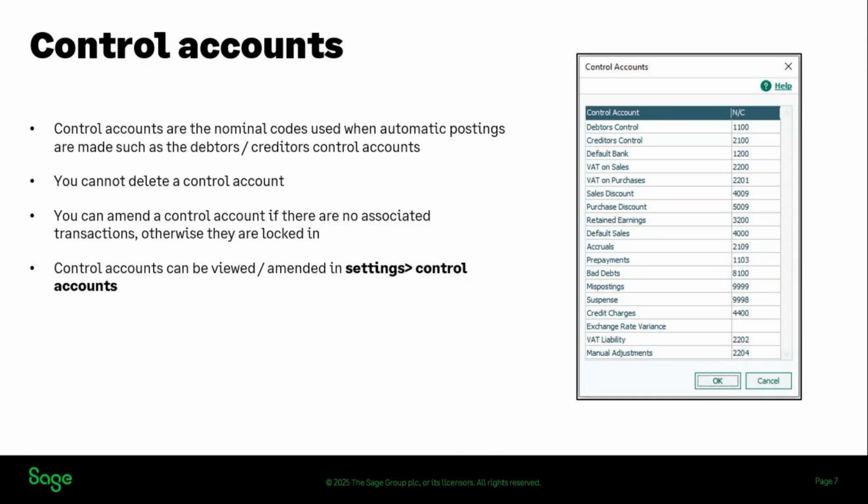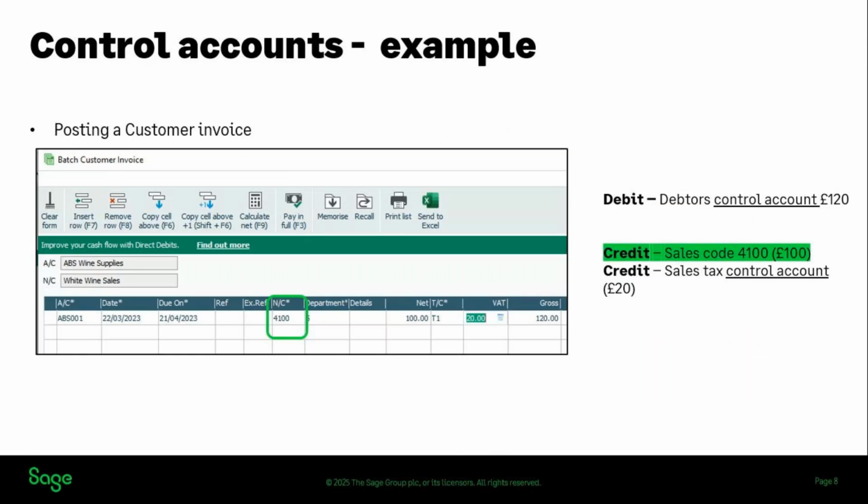So, control accounts, the automatic postings. I did give you this example just so you can visualize it. As you can see, when we've created this posting, there is only one nominal code, 4100. So that's where the £120 gross is registered to. However, in the background, the control account is crediting sales code 4100 with £100 and sales tax control account £20. It's working it all out in the background for you. Sage is taking care of it. So again, just an example there.